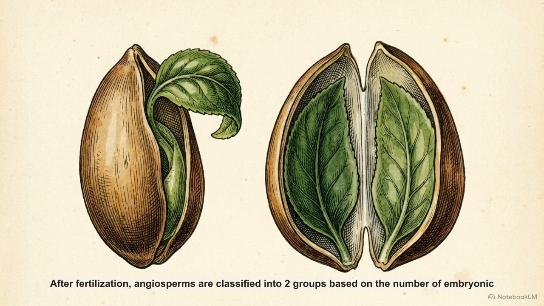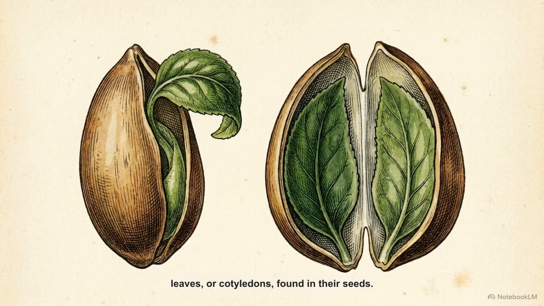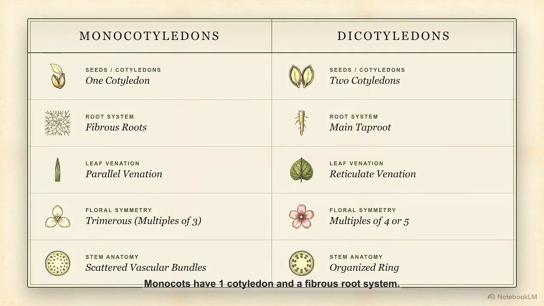After fertilization, angiosperms are classified into 2 groups based on the number of embryonic leaves, or cotyledons, found in their seeds. Monocots have 1 cotyledon and a fibrous root system. Dicots have 2 cotyledons and typically develop a main taproot that grows deep into the soil. You can also identify them by their leaves and flowers.